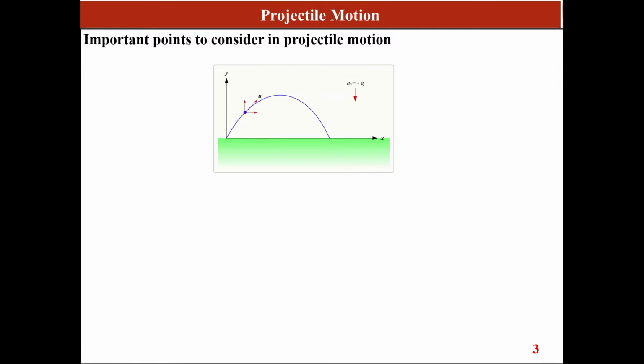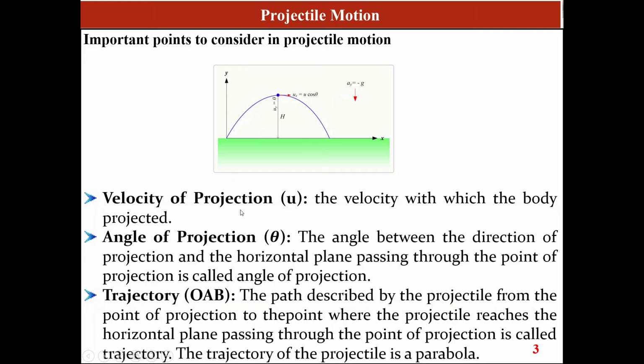Let's proceed to the important pointers that we need to consider in projectile motion. The first thing is the velocity of the projectile. This is u, the velocity with which the body is projected. The body is projected in this direction at a certain angle theta. This angle theta, between the direction of the projectile and the horizontal plane passing through the point of projection, is called the angle of projection.